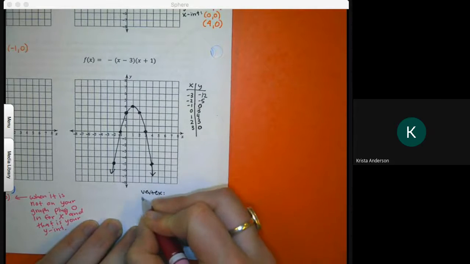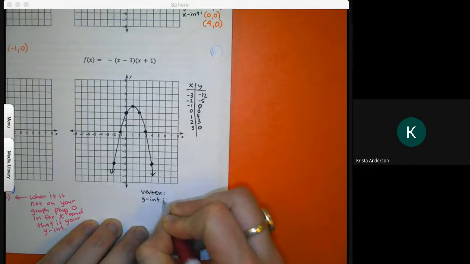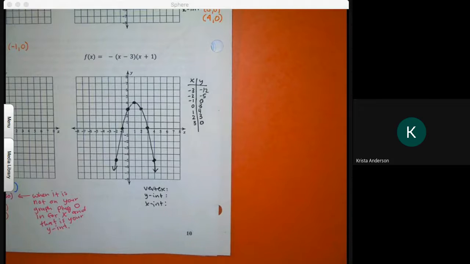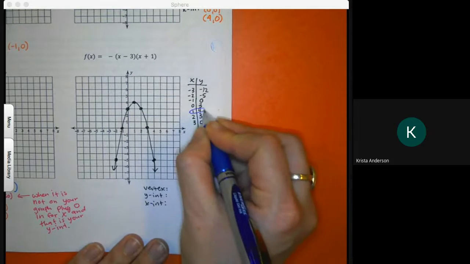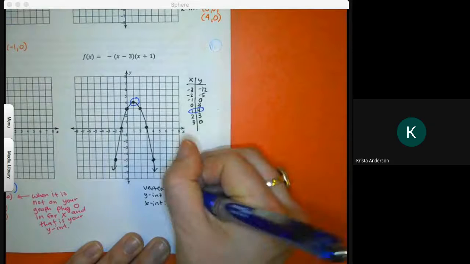Vertex, y-intercept, x-intercept. Vertex. Does anybody have it written in already? 1 negative or 1, 4. Yes, good. 1, 4 is my vertex.